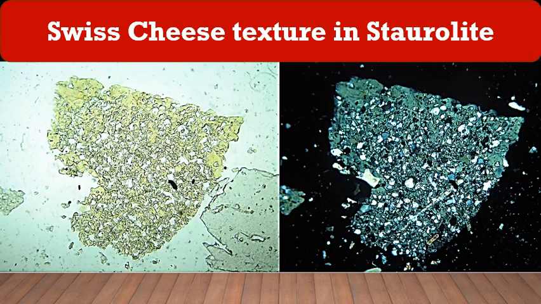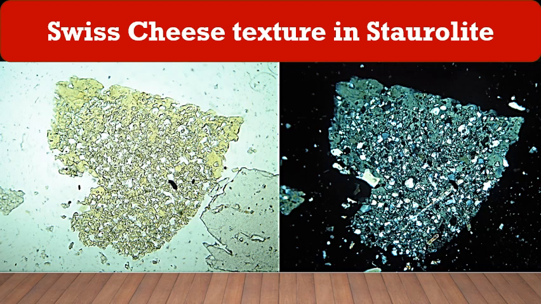So what do we mean by this? This is the typical texture we can observe in staurolite, especially when it occurs as a porphyroblast, that is, a larger grain in metamorphic rocks like schistose rocks. It is very common to observe staurolite as a porphyroblast. Here, under the microscope, they exhibit a texture which we call the Swiss cheese texture in staurolite. Within the staurolite grain, which is yellow in PPL, in this portion, you can see quartz inclusions.